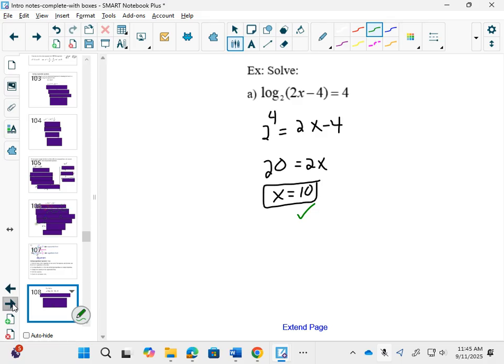I'm going to add a check mark here underneath, because once I'm done, I'm going to plug that 10 back in, just to make sure I'm not putting a negative number inside of a logarithm. Right? And 2 times 10 is 20, minus 4 is 16. Perfect. It's a positive number, so that is a possibility.